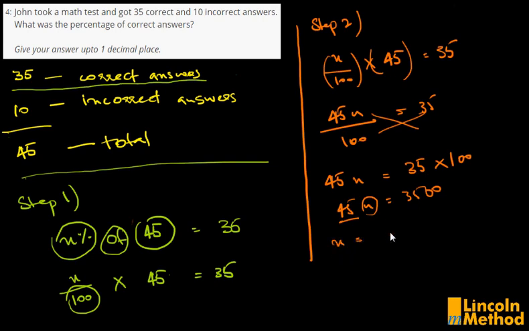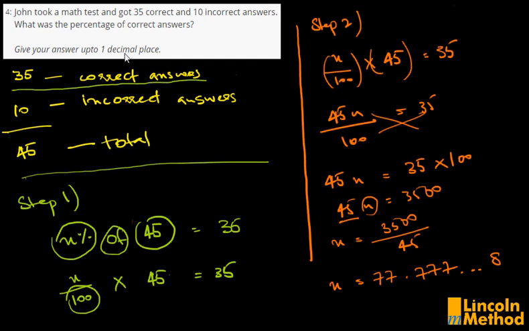So x equals 3500 over 45. Now let's solve for x. I recommend that you use your calculator so that our answer is as accurate as possible. And 3500 divided by 45 gives us 77.77, and there are a couple of sevens and then it ends with 8.